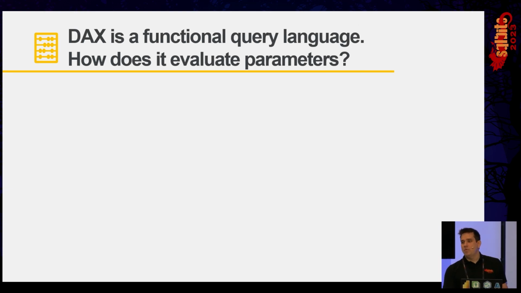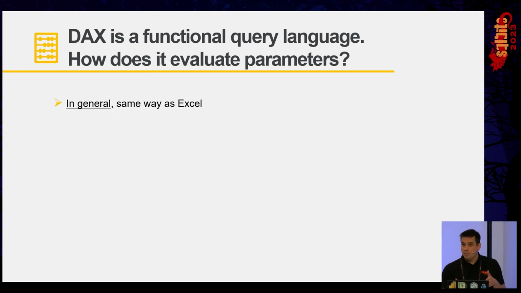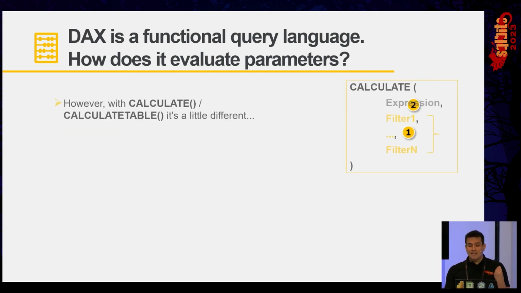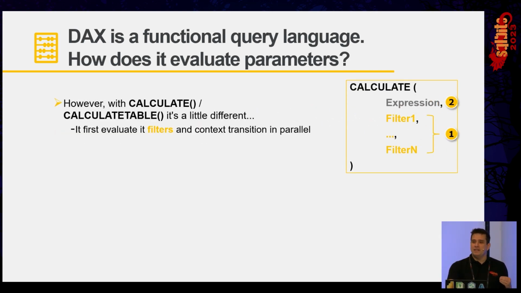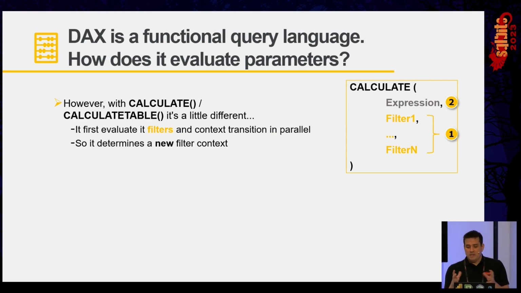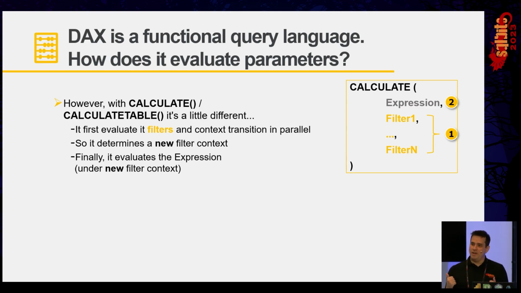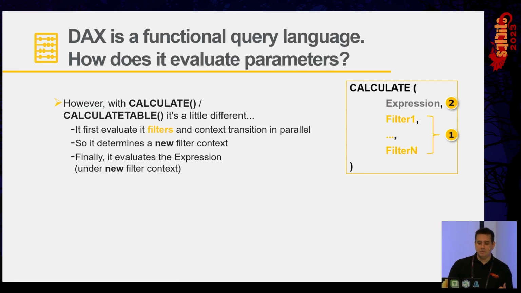DAX is a functional query language. It queries its data model. But how does it evaluate the parameters? In general, most functions are like Excel. You have a generic function, first the first argument, and then the second, and so on. But CALCULATE is slightly different. It first evaluates all its filters, so it can determine a new filter context, and then, as a last step, it evaluates the expression. That returns a scalar value if you're using CALCULATE, or a table value if you're using CALCULATETABLE.